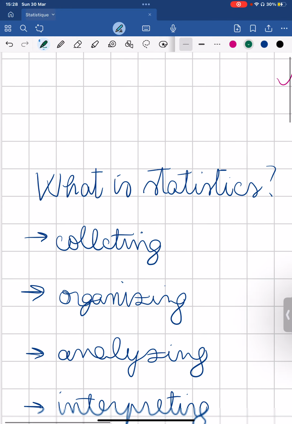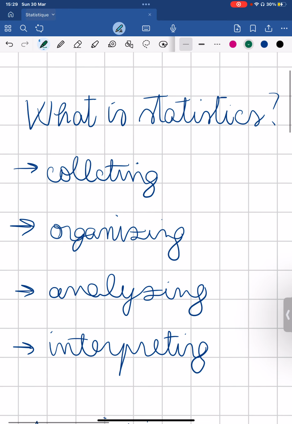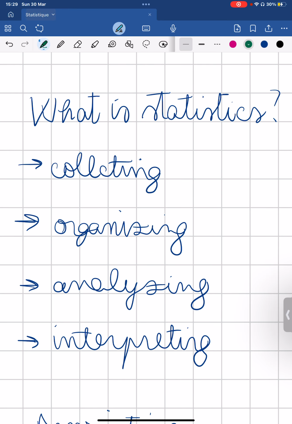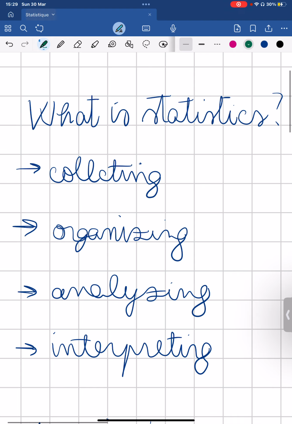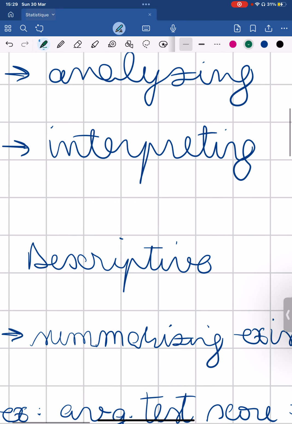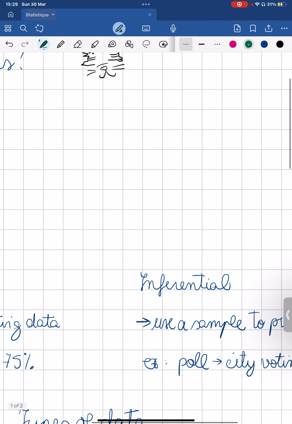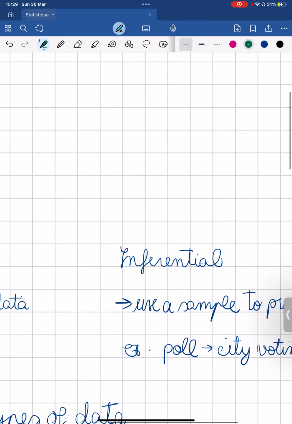So, what better way is there to start off this video other than through what statistics is? So, what is statistics actually? Well, statistics is the process of collecting, organizing, analyzing, and interpreting data. Now, there are two main types of statistics. That is descriptive statistics and inferential statistics.